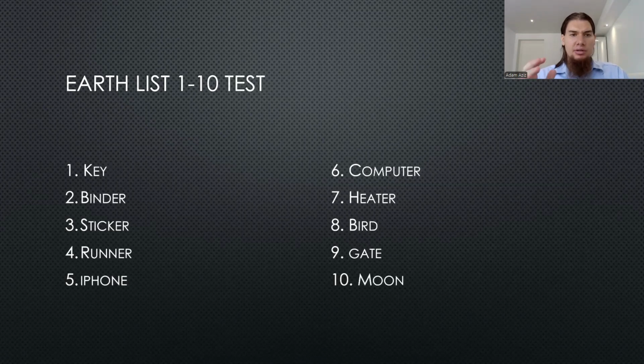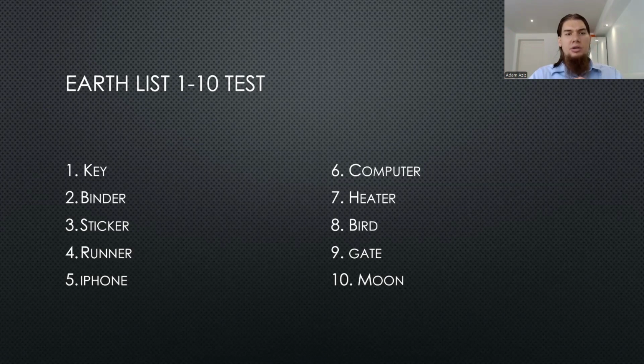Okay, now that we went over the Earth list 1 through 10, you can make it interact with this list like we did on day 1. So we make this new list interact with the Earth list through visualization. Number 1 is key, and we make it interact with number 1 of the Earth list, which is Earth, because there's one Earth in our solar system. So we could visualize someone inserting a key into the Earth and opening up the Earth.